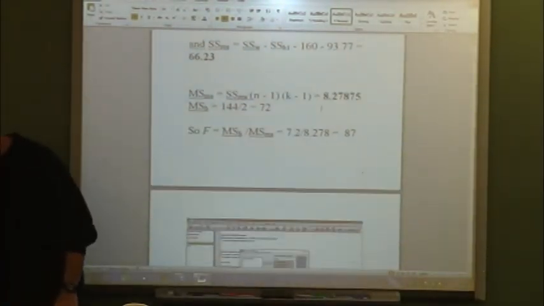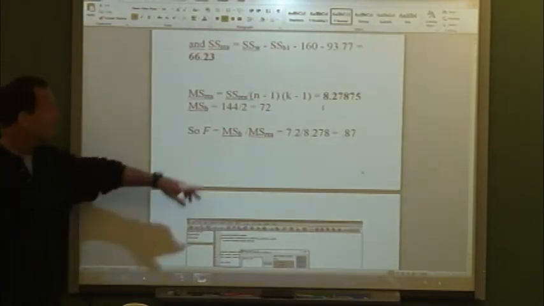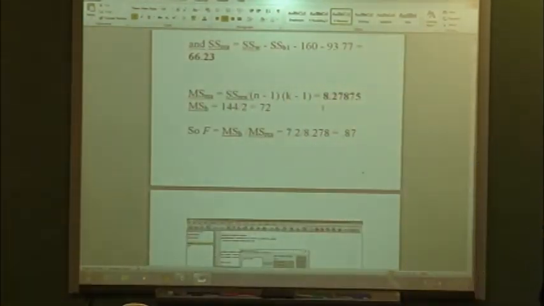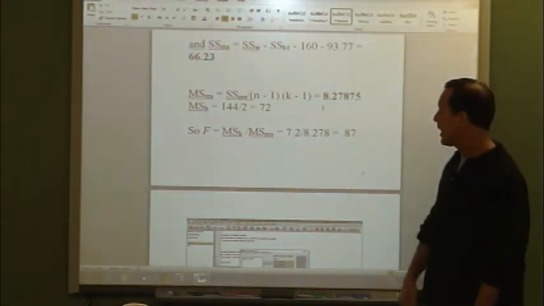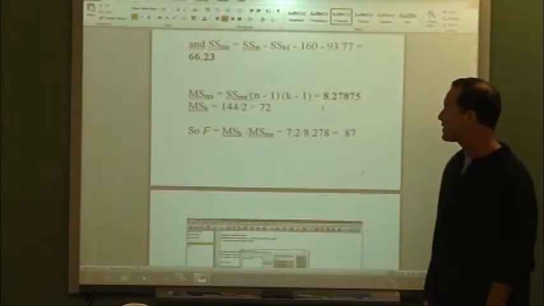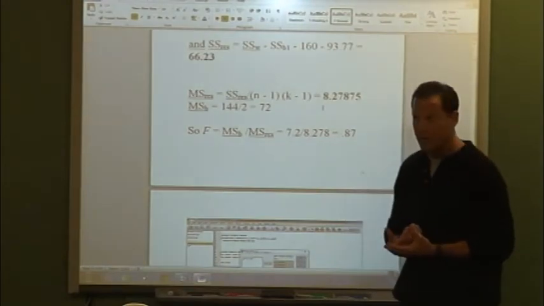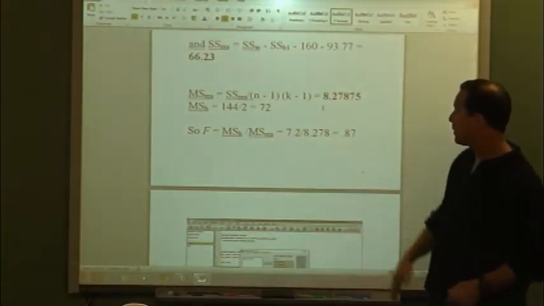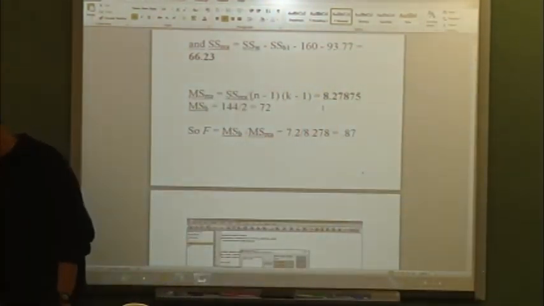And the mean squared residual is the sum of squares residual divided by n minus 1 times k minus 1. That's sample size minus 1 times number of measures over time. When all is said and done, we have a mean square between of 72, and we have an F of 0.87, because you took the mean square between, which is between the waves of data collection, 3 time periods, divided by the mean square residual, 0.87. And there's your F, everybody. There's your F.